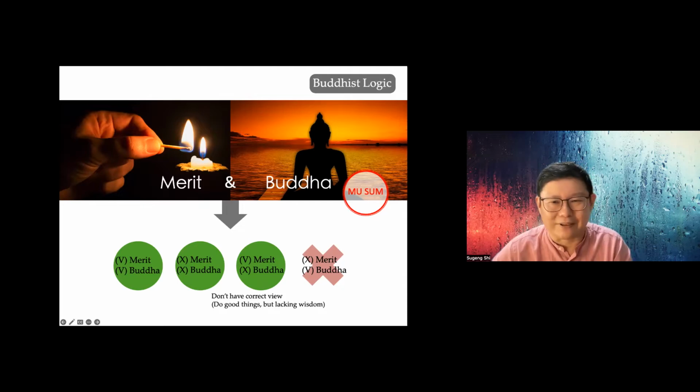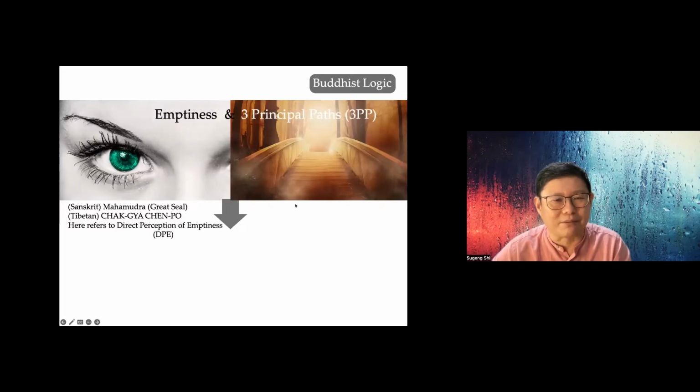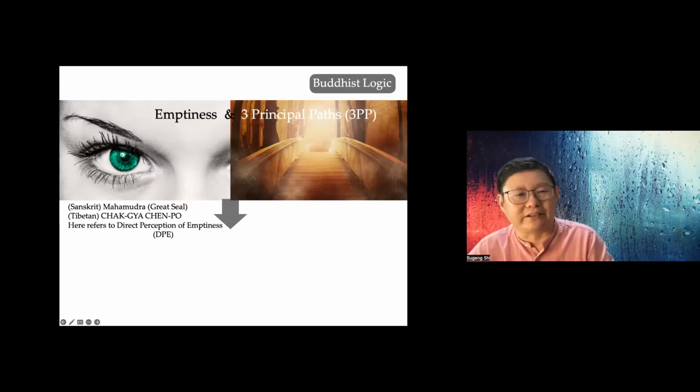Okay, now the next one, emptiness and the three principal paths. Emptiness in the teaching is also called Mahamudra. Maha means big, mudra means seal or sign. Mahamudra means great seal. In Tibetan, it's called Chakya Chempo. Chakya is seal, Chempo is big. And Mahamudra refers to direct perception of emptiness or the emptiness itself.